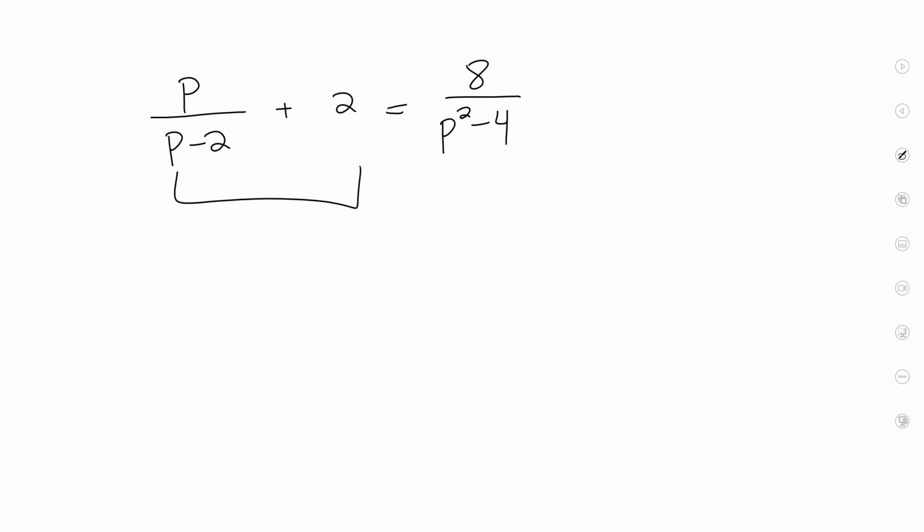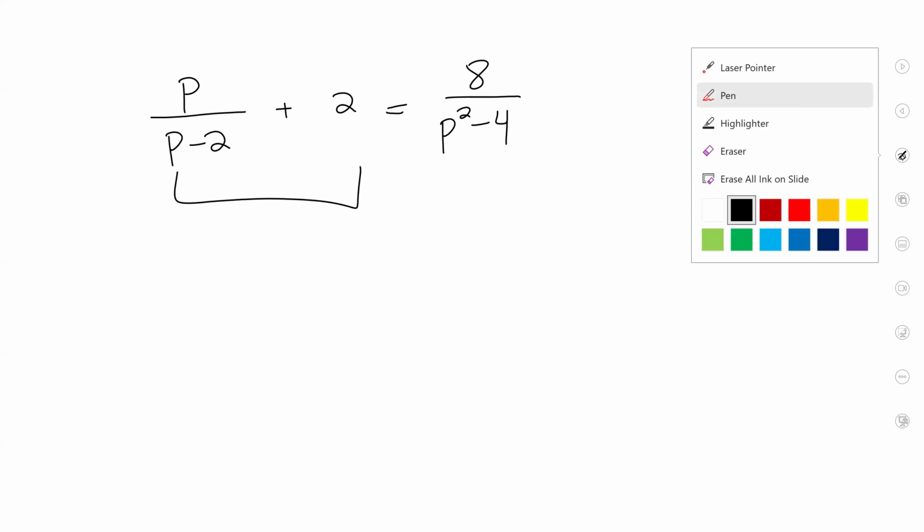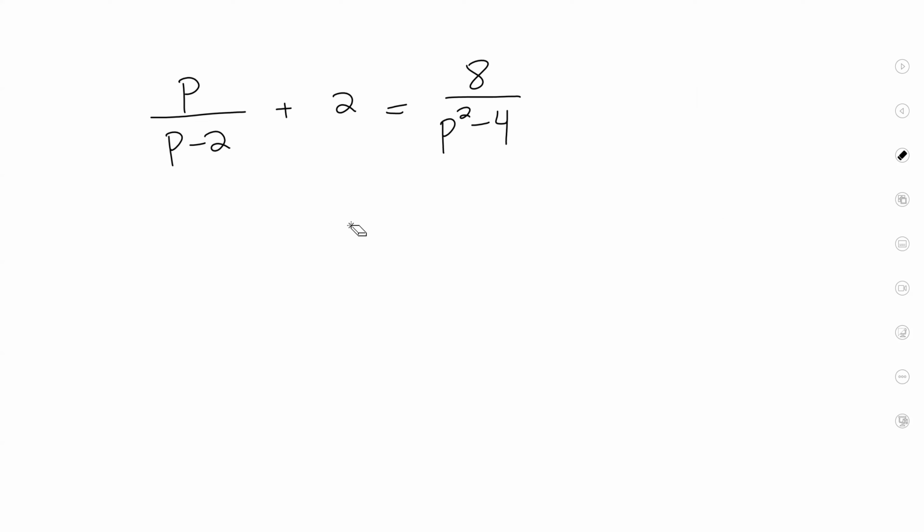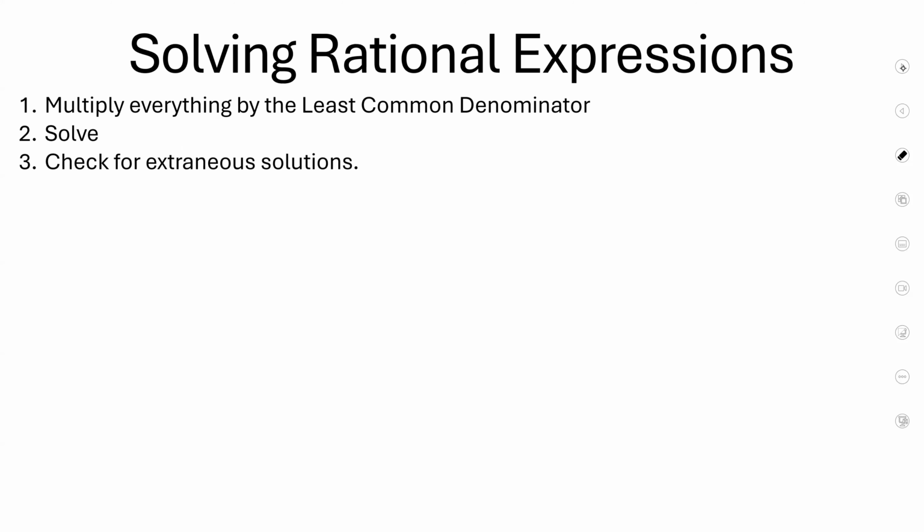Okay, looking at this example, p divided by p minus 2 plus 2 equals 8 over p squared minus 4. Notice, guys, we have 2 things over here, so we cannot cross multiply like we did in the previous example. What we're going to have to do here is multiply by the least common denominator. These are the steps. So we're going to do the first step, which is multiply everything by the least common denominator.